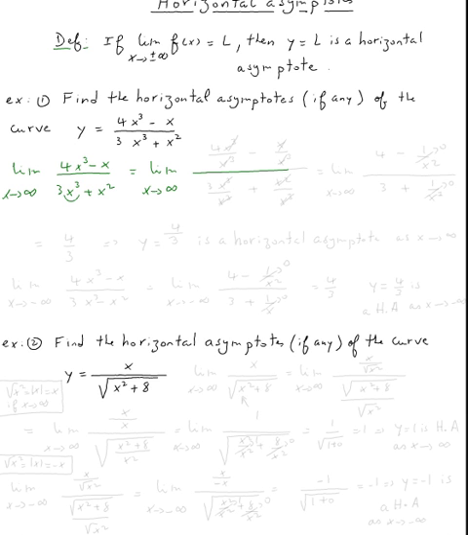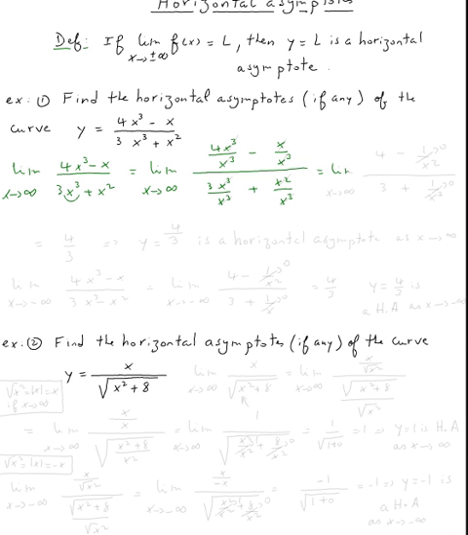So we divide both numerator and denominator by x cubed. In the denominator, 3x cubed over x cubed plus x squared over x cubed. Same thing for the top: 4x cubed over x cubed minus x over x cubed. Now how do we do this limit? We need to simplify it.